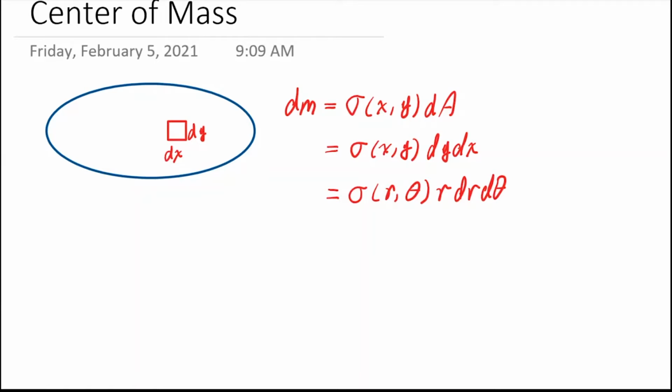So what do we do? How do we calculate the mass? Because we need a mass in a center of mass problem. So our mass will be just a double integral over this region, whatever we call it, D, of sigma dA. That integral. How does that calculate the center of mass then?